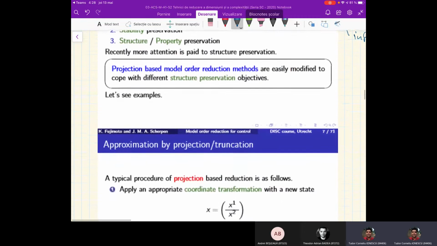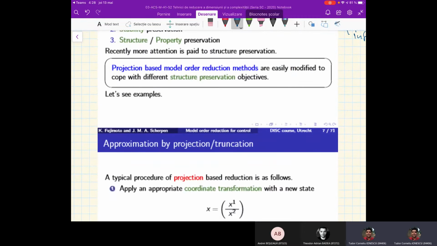Usually, as we have seen, projection-based model reduction methods are easily modified to cope with structure preservation objectives. Easily modified, this is a bit adventurous. This is not so easy, if you ask me. But indeed, there are projection methods which help us preserve specific topologies.